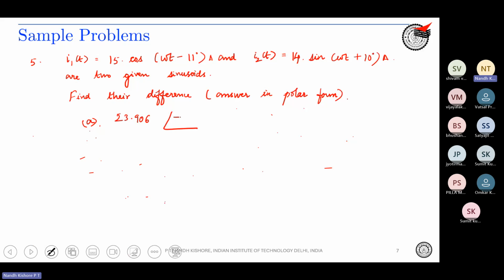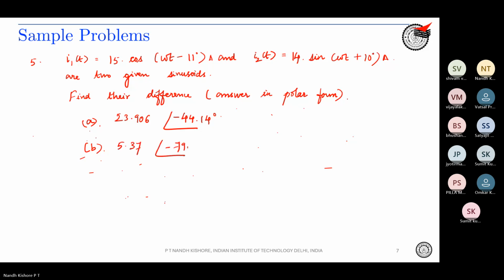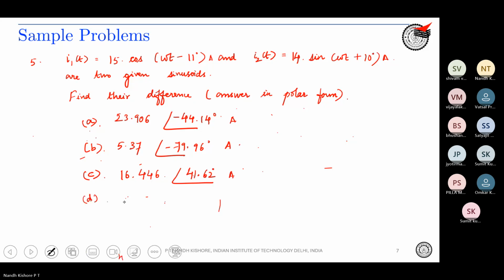The options are 23.906 angle, 16.446 angle, 12.293 angle 10.92 ampere. They have given you two sinusoids, and note that one of them is in cos, one of them is in sine.